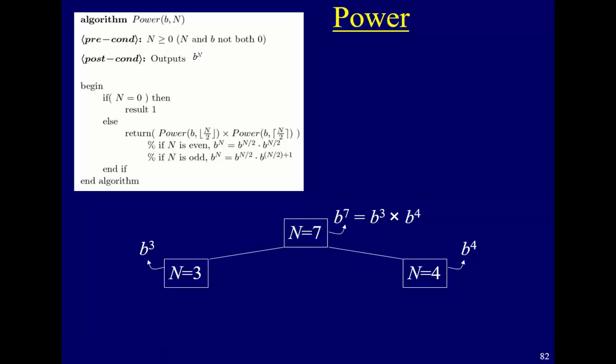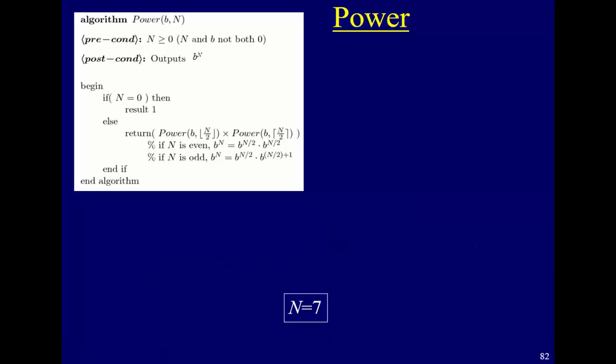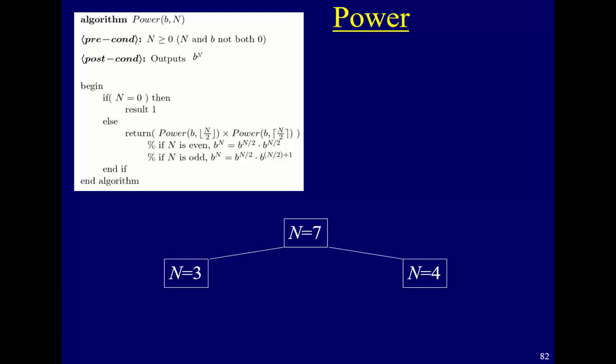Everybody see what's happening here? I'm given a 7, so I divide 7 by 2, and I get either 3 or 4. My friends compute b to the 3 and b to the 4. And then I multiply the two, and it gives me b to the 7. Does that make sense? Well, that's what we're going to do next.